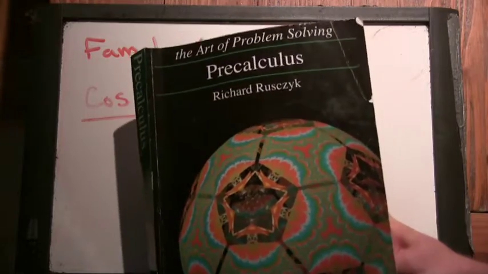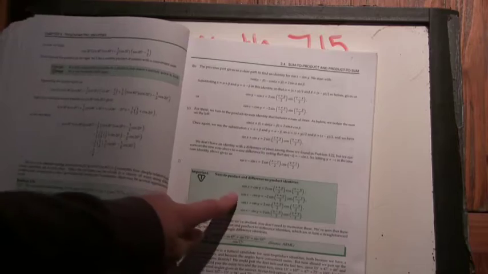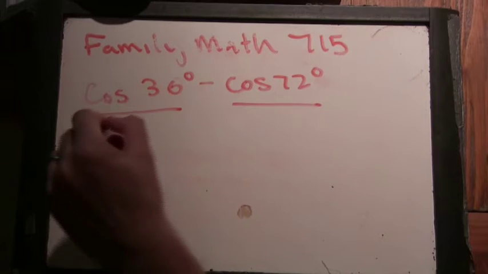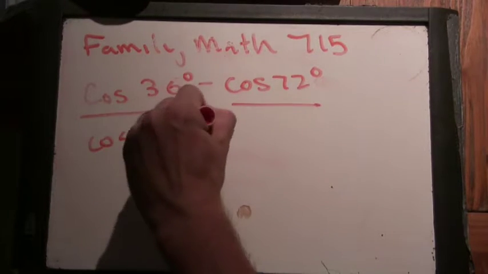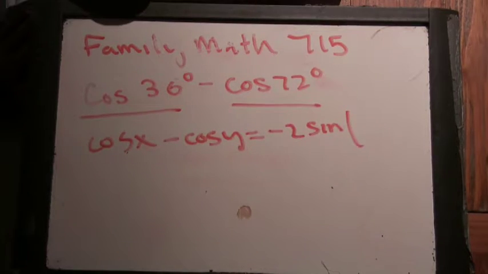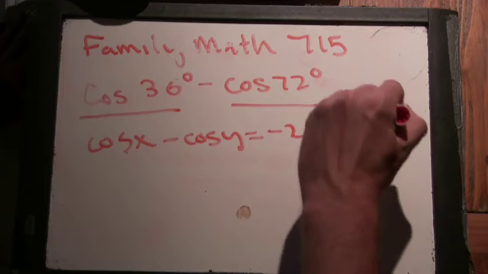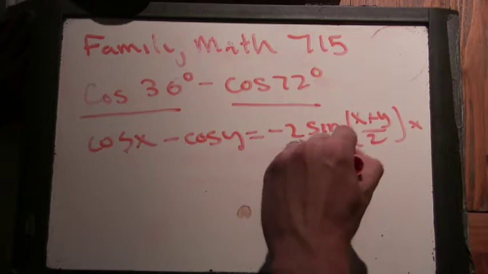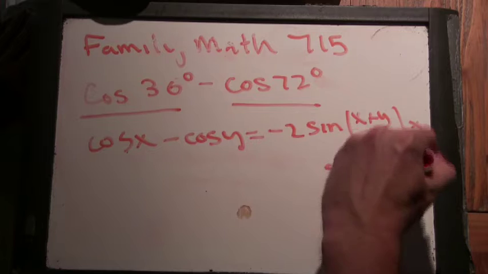So you're studying in Art of Problem Solving, it's pre-calculus. And the section you were just doing, I don't know if this will show up on camera or not, but it's sum to product formulas. So which one are we going to use here? Well, it's minus, so we'll use the second one. Cosine x minus cosine y equals minus 2 sine of (x plus y) over 2, times sine of (x minus y) over 2.